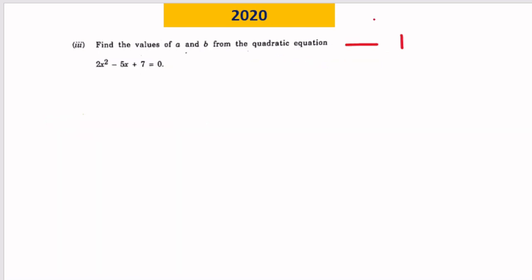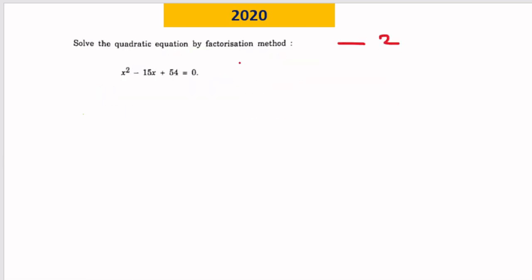Now next question, find the values of a and b from the quadratic equation. That's a 1 mark question because you need to find the value. Compare easily with ax square plus bx plus c equal to 0, which is the general equation. So you'll get a is equal to 1, b is equal to -5 and c is equal to 7. Done.